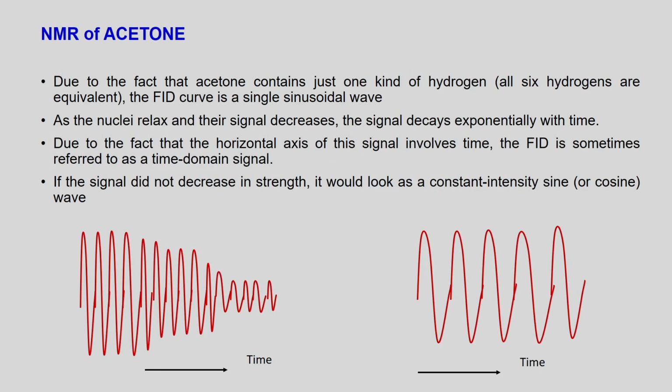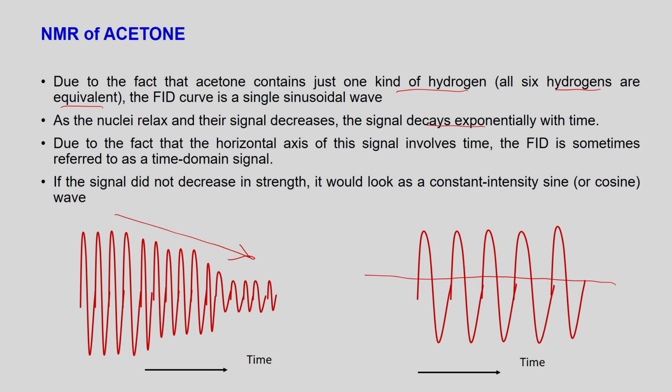Now, for example, for acetone, if you apply the radio signal, the acetone here contains just one kind of hydrogen. All 6 hydrogens are equivalent. Okay, acetone, all the hydrogens are equivalent. So, as the nuclei relax, the signal decreases, the signal decays exponentially with time. So, this is decaying exponentially with time. If it does not decay, it will look something like a cosine wave. The horizontal axis involves time, because the decay is with respect to time. So, we are getting something in a time series.